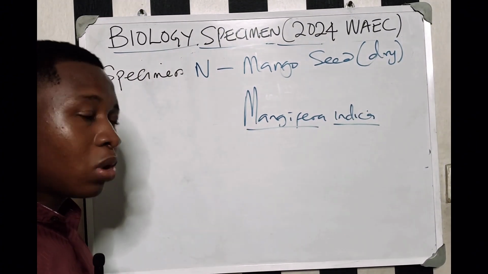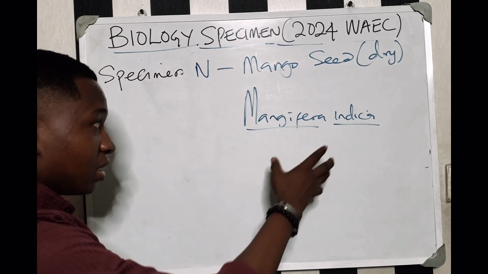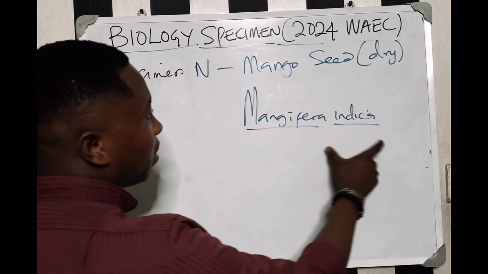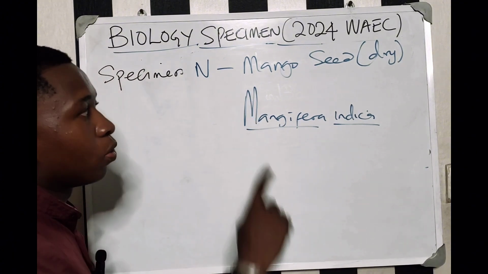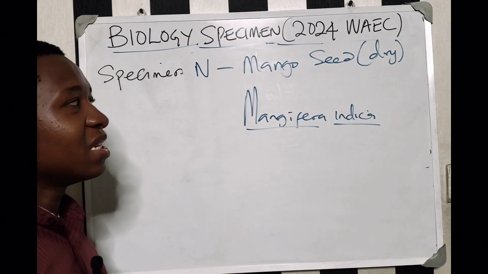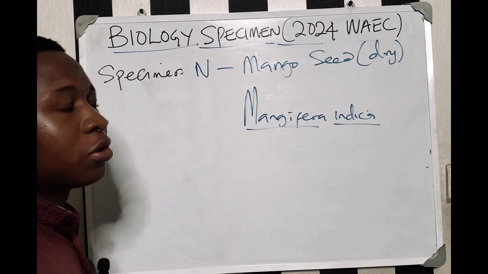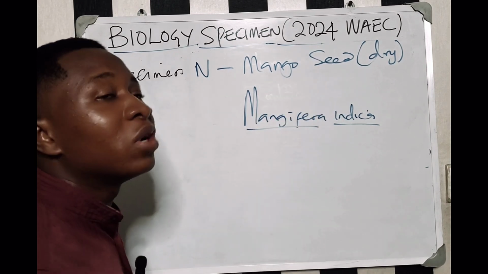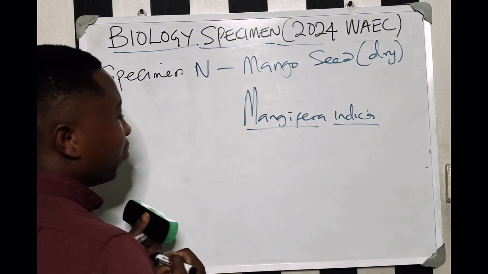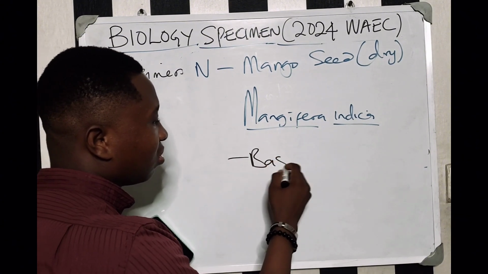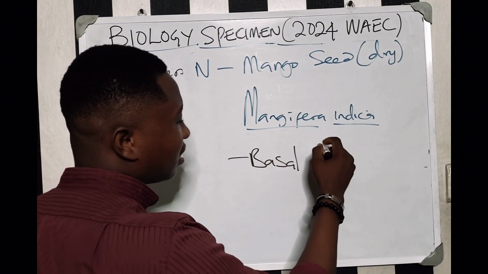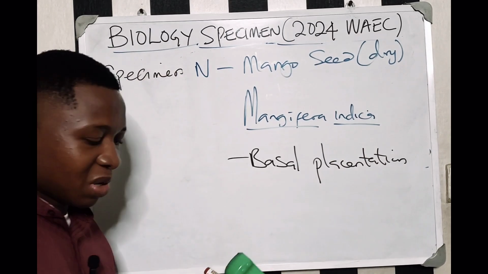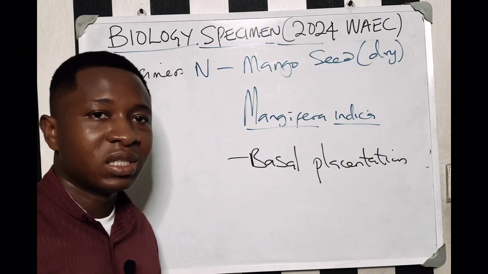You also can look out for the kingdom Plantae. You can also look out for the class, the order, and so on. But just know that this is the scientific name of mango. And the question that can emanate from here is maybe what type of placentation does this seed fall under? Now the mango is a basal placentation. It's a basal type of placentation. Mango exhibits basal placentation.